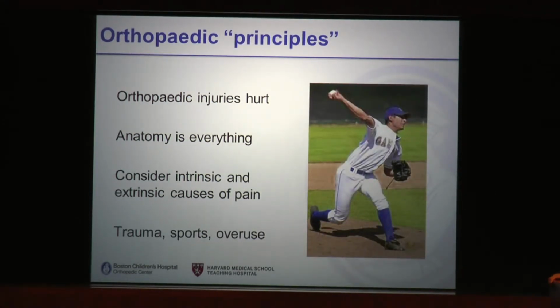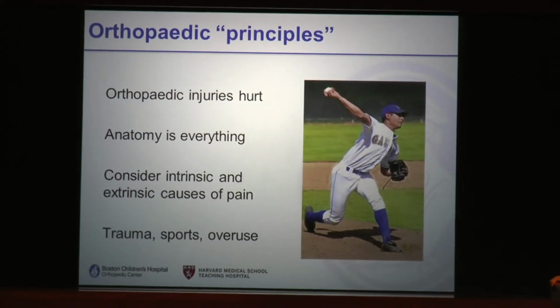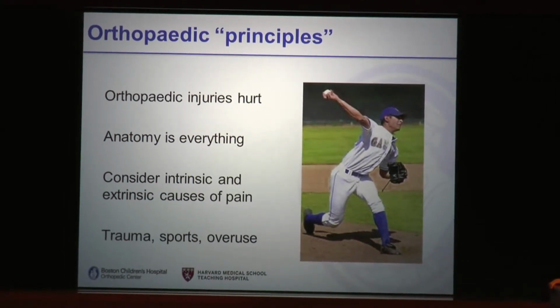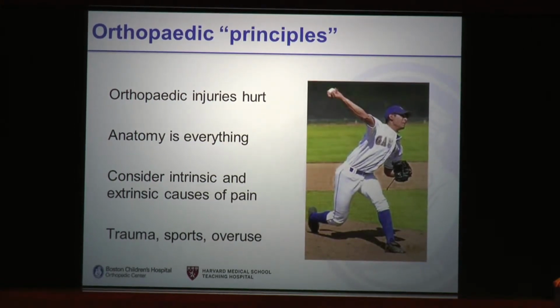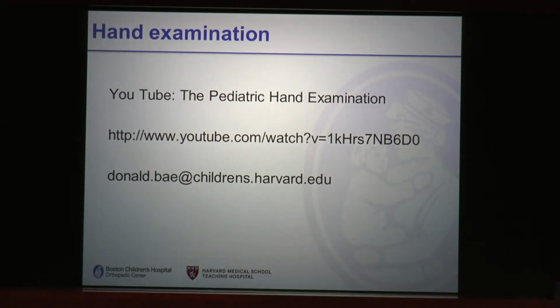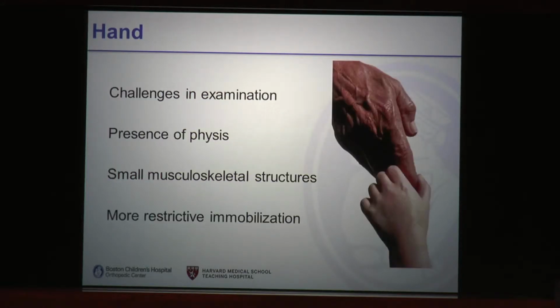So orthopedics, as we all know, is pretty simple. Orthopedic injuries hurt, and that provides us, as rather unsophisticated sleuths, a lot of clues on where to go. And anatomy is really everything, so some of this is going to be a little bit of a review at a fundamental level about the anatomy of the hand and wrist. I think all of us acknowledge we have to consider both intrinsic and extrinsic causes of pain and put everything again into the same context, whether that context is a traumatic injury, a sports-related event, overuse, etc. I think all of you hopefully have reviewed some of the videos that we had posted some years ago, and I would call that out as a helpful resource going forward as well.